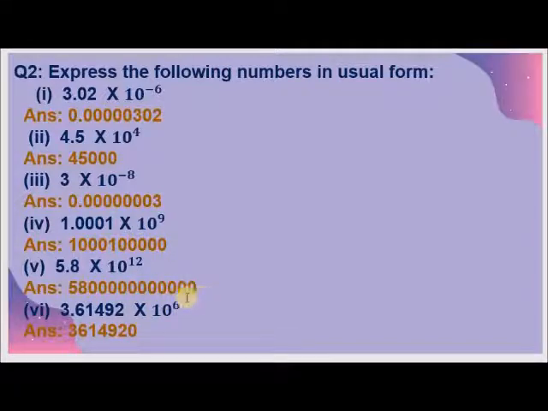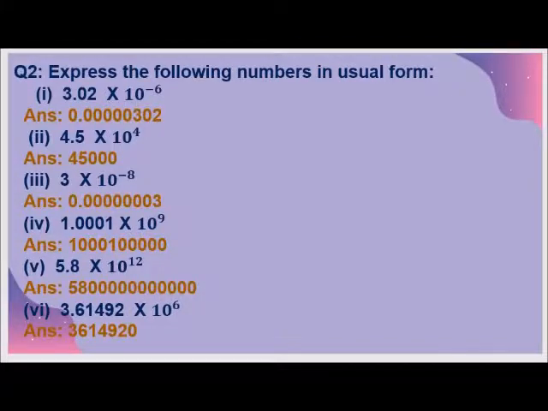So our answer is 58000000000000. Now the sixth part is 3.61492 into 10 raised to the power 6. Again our exponent is positive, so our decimal will shift towards our right side after 6 digits. So 1 2 3 4 5 digits are here, so 1 more zero we will insert. So our answer is 3614920.